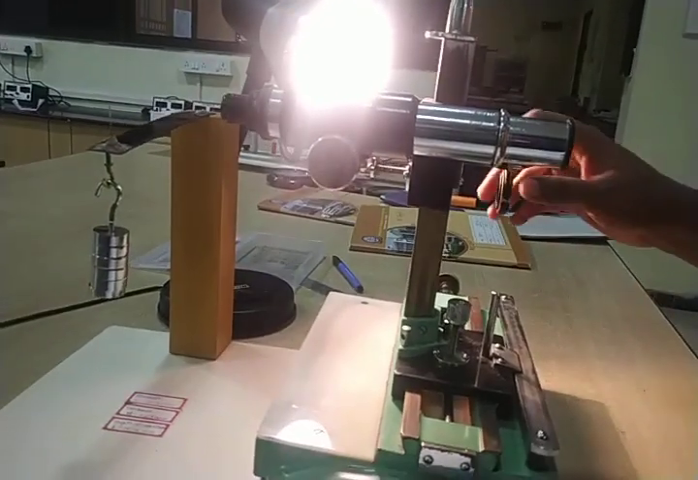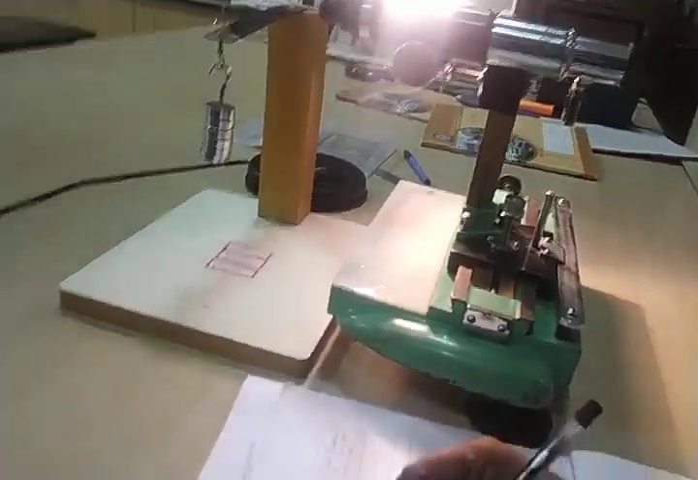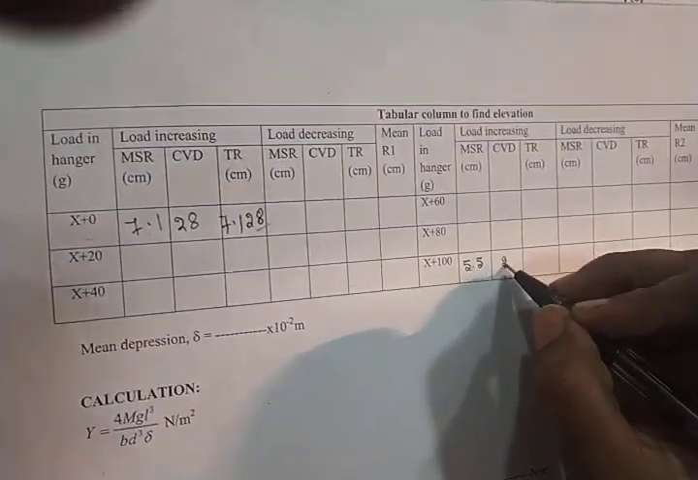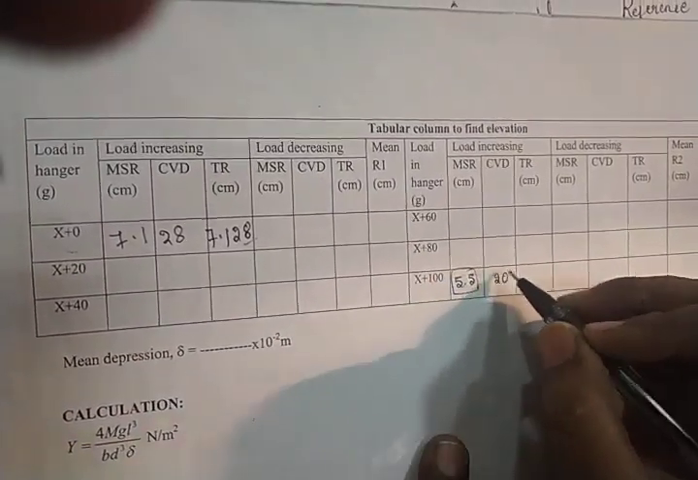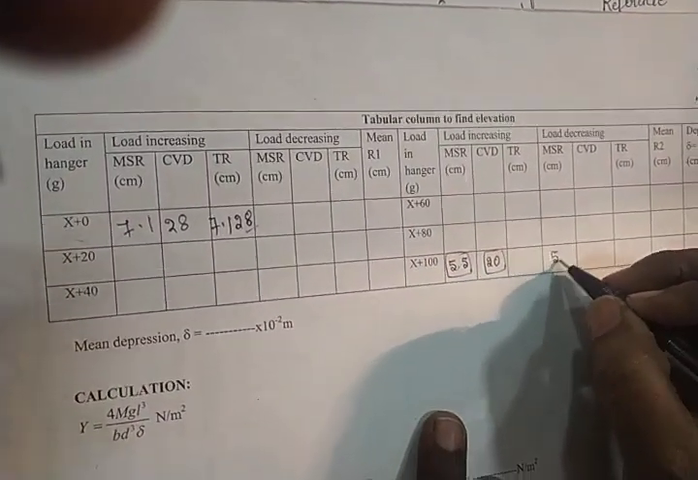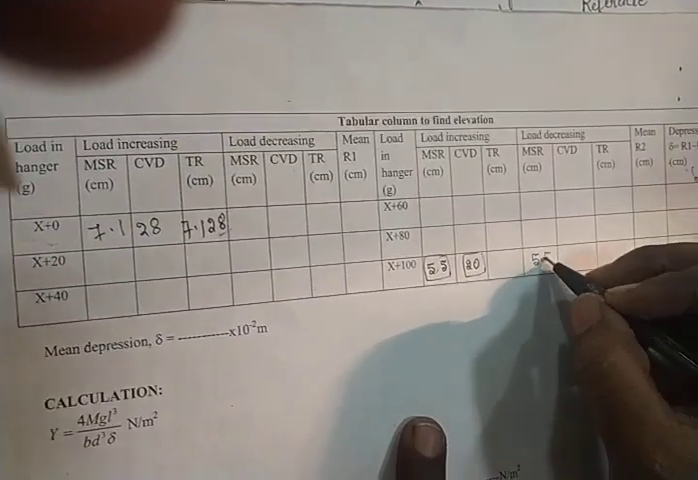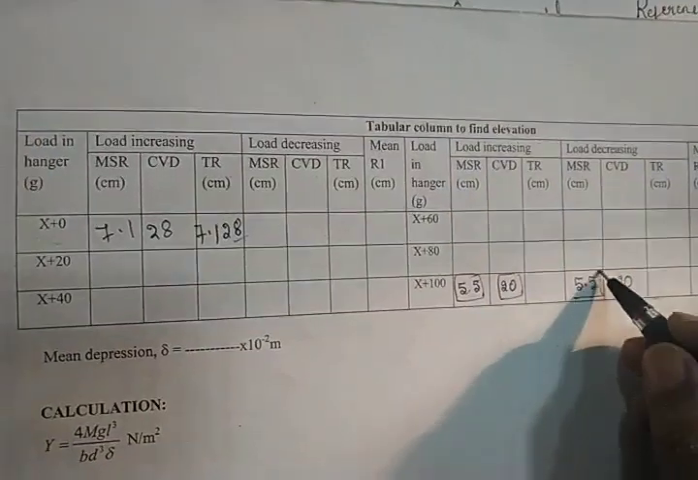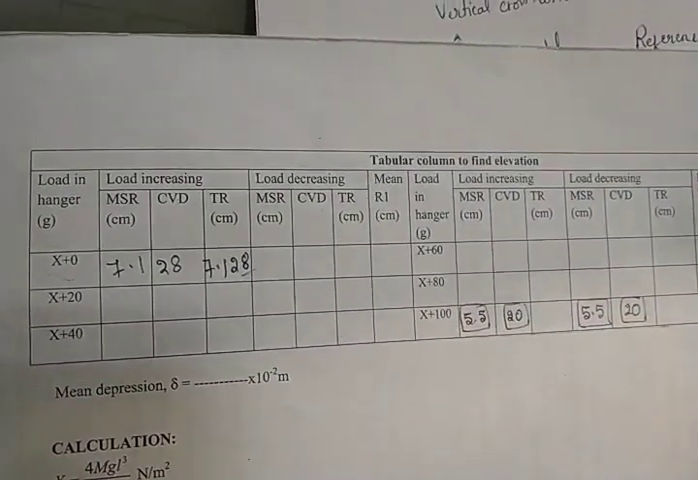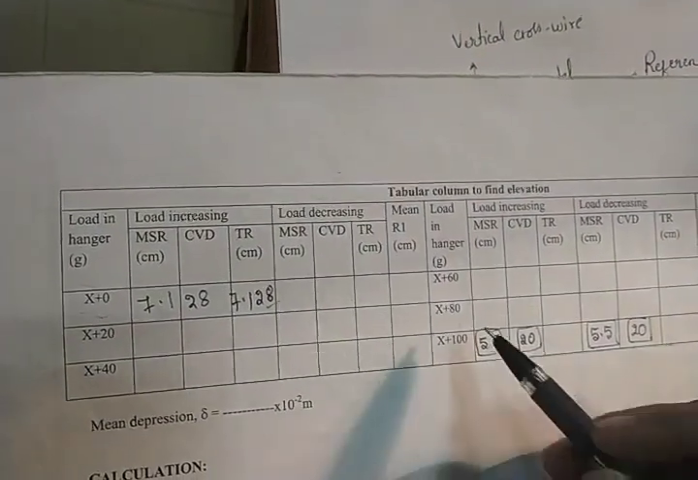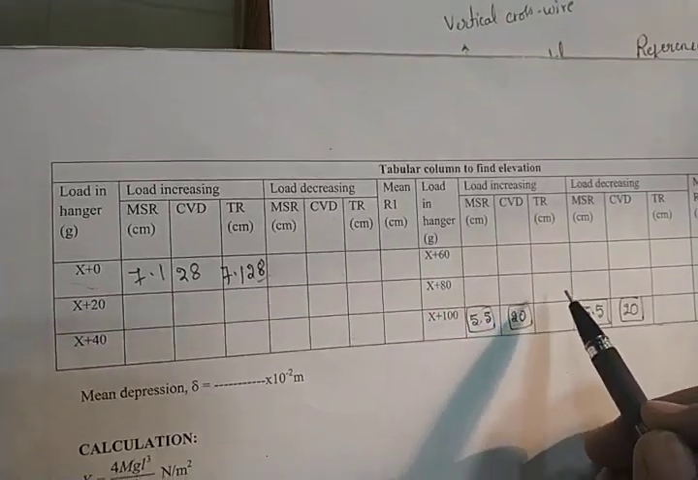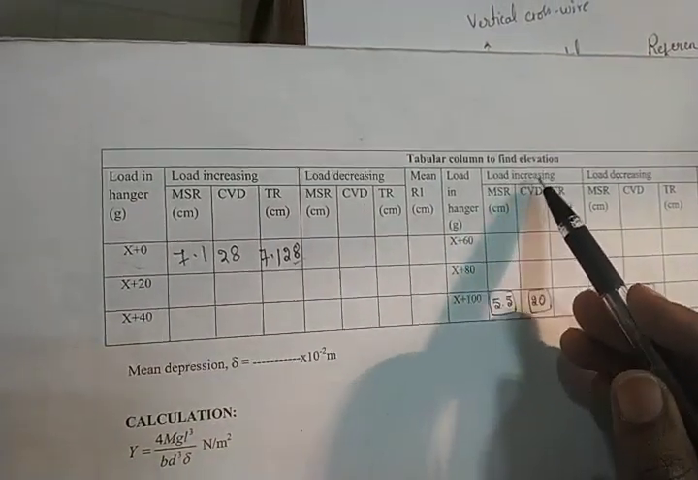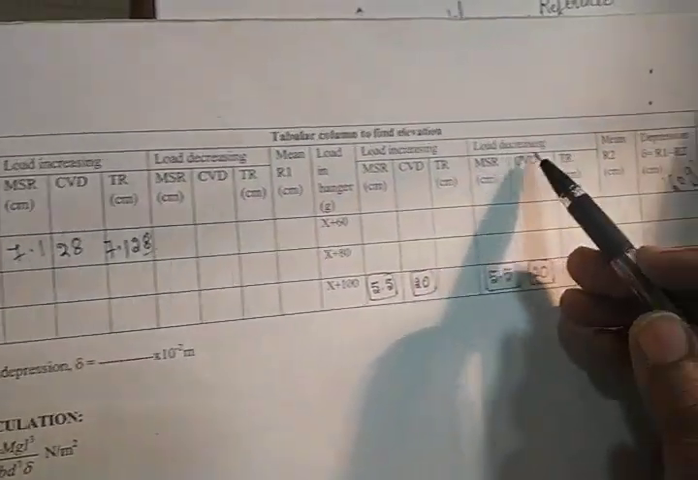So whatever we are getting for the MSR and CVD part, for example, here I may get some 5.5, here maybe some 20. Whatever we are reading, the same value has to be retained for the load decreasing, because the moment you start with the load decreasing, these two readings should be the same. Then repeat the experiment. For the same load, you are taking the readings twice: one along the load increasing part, and one along the load decreasing part.